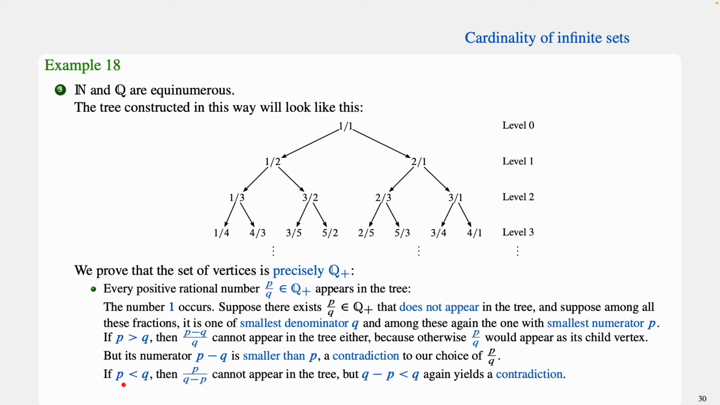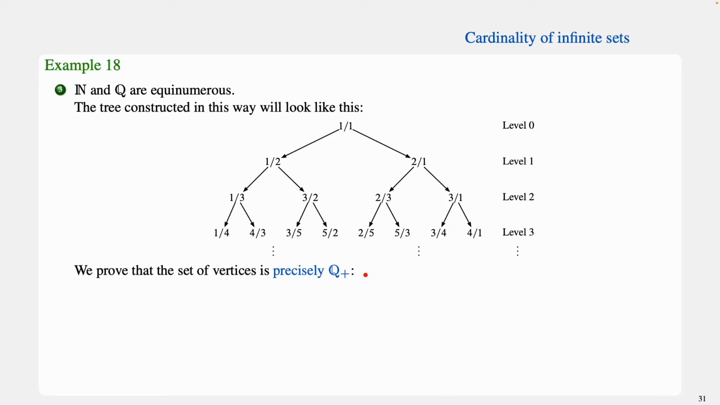And similarly, if we assume that p is less than q, then p over q minus p cannot appear in the tree. But here q minus p is smaller than q, which again contradicts our choice of p over q. And now the case p equal q, of course, we don't have to consider because that would correspond to the root vertex. So in any way, we found a contradiction to the assumption that p over q does not appear in the tree. So that means every p over q in Q plus must appear in the Calkin-Wolf tree.